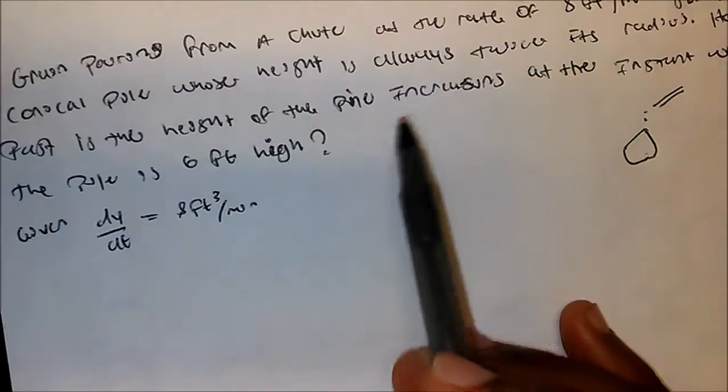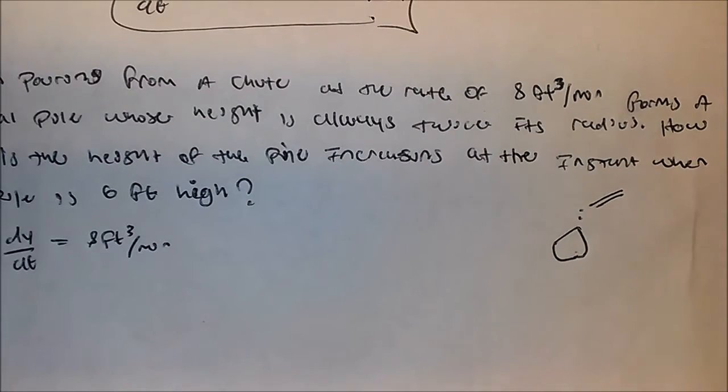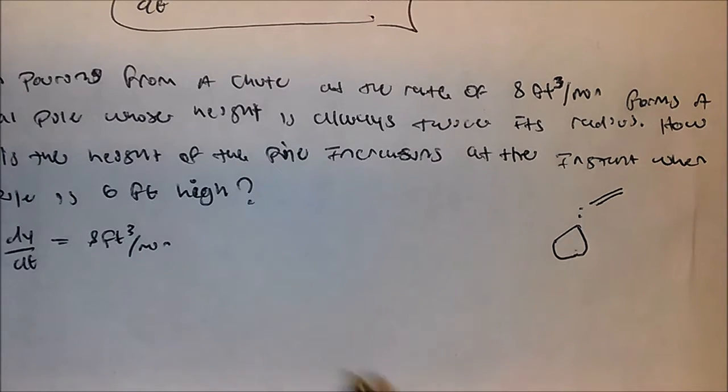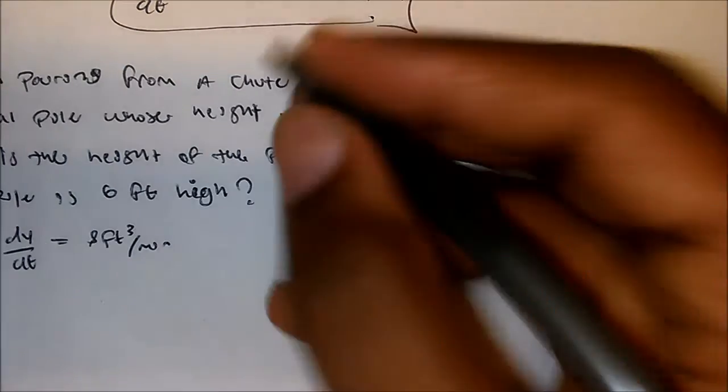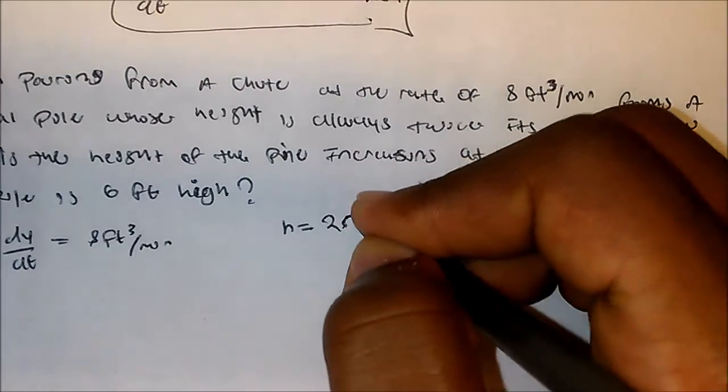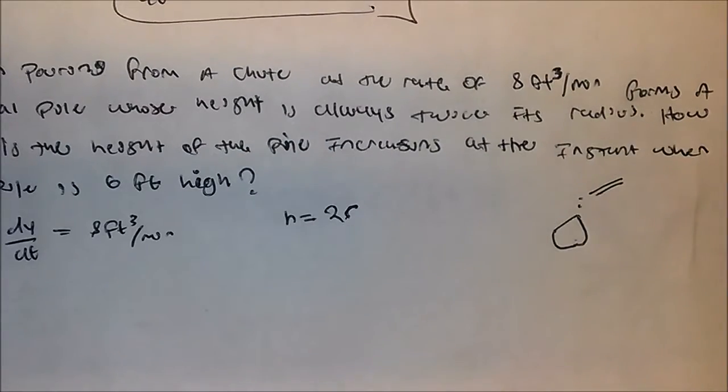Now that also gives us something very important here: a conical pile whose height is always twice its radius. So the height is going to be 2r. And this is important because the formula for the volume of a cone has two variables.